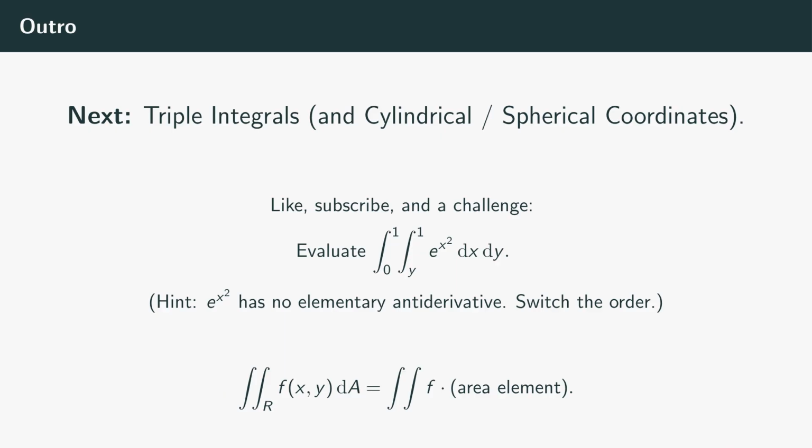Next episode, we lift everything up 1 dimension, triple integrals over 3-dimensional regions, the triple integral over capital E of f of x, y, z dV. Same idea, partition, sample, sum, limit. But now the regions are solids, and we get 2 beautiful new coordinate systems specifically designed for problems with axial symmetry, cylindrical, or radial symmetry, spherical.